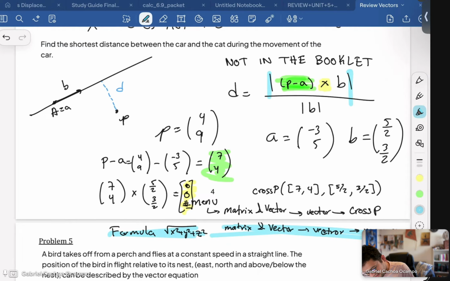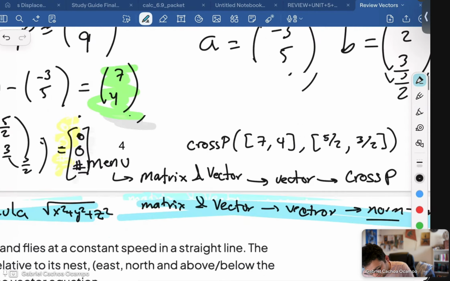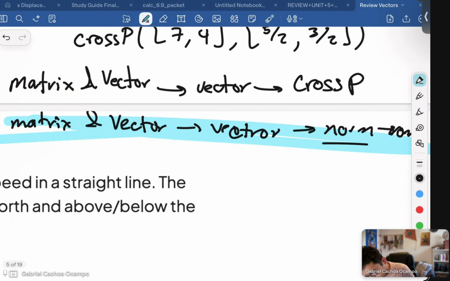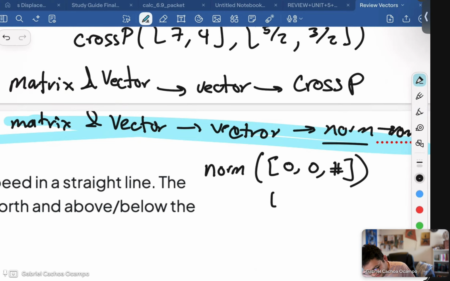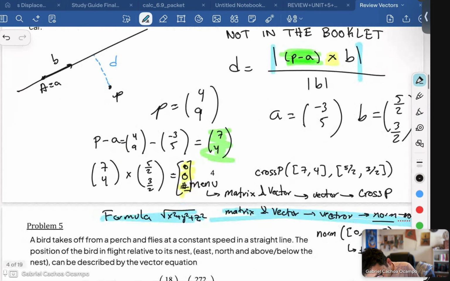Or you can use this. How do you write it into the calculator? You write norm, round parentheses, square parentheses, the vector separated with commas, and that will give you a number, no? That number will be the magnitude of this vector. Then also do the same to find the magnitude of the other vector and divide them.